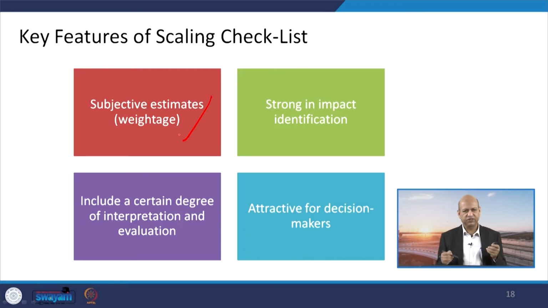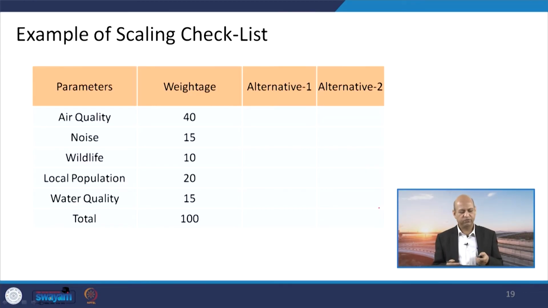It is strong in impact identification because high weightage can give you a quick idea that this will be more impactful. Similarly, it can include a certain degree of interpretation and evaluation, because when weightage varies, a little bit of an idea is conceived about the variation of different activities. And for decision makers it is attractive, because it is very easy for them: when they see more weightage on a particular factor, they get to know quickly and easily that this is more important or more impactful.